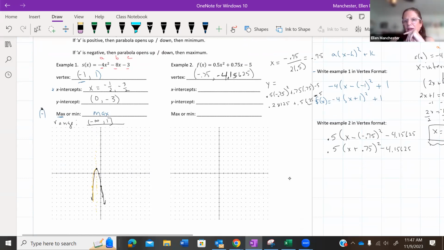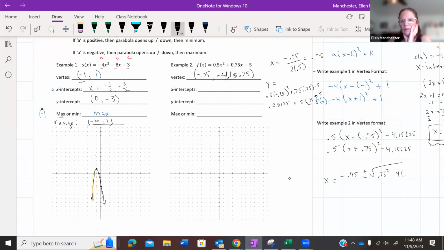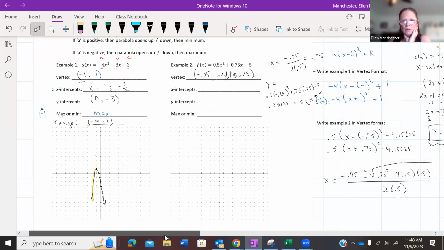Okay. All right. So we have our vertex format. We have our vertex. And now we're going to find our x-intercepts. So with this one, I'm not even going to try to factor it, because of the decimals. So I'm going to just use my quadratic formula. So negative b plus or minus the square root of b squared minus 4 times a times c, and that's all underneath the radical, all divided by 2 times a. I'm going to move over.